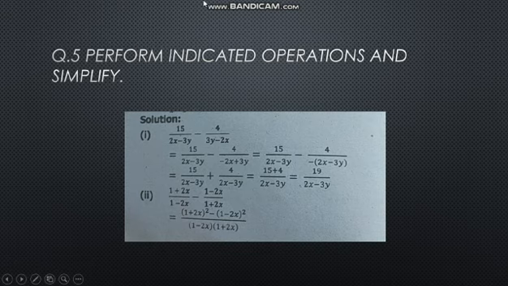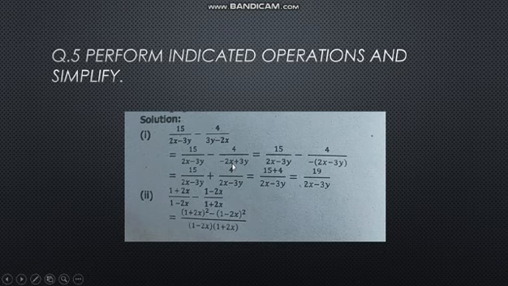Question 5 is about performing the indicated operations on the algebraic expressions. The question is 15 divided by 2x minus 3y minus 4 divided by 3y minus 2x. Before taking the LCM, I will change the sign of 3y minus 2x so that I can take the LCM of like terms. For this I will take the minus common, which I have written here, minus 2x plus 3y.